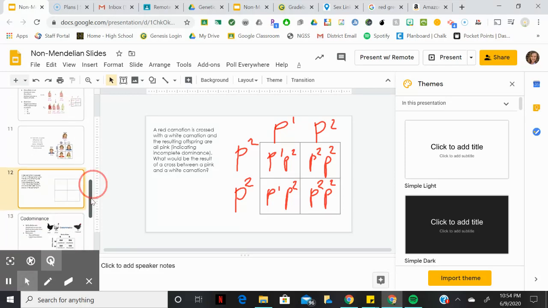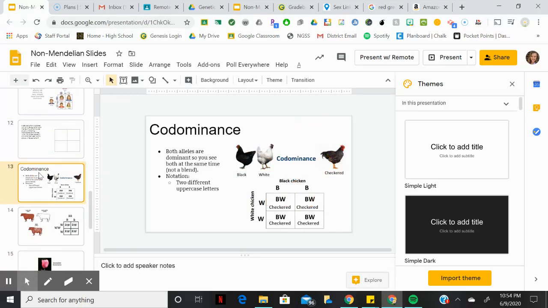Okay, next one is called codominance. Codominance is slightly different from incomplete dominance, but they're very similar. In this case, both alleles are equally dominant. Okay, so you actually see both of them at the same time. They're not competing with each other. They are equally dominant, right? Well, actually, I should say that in incomplete dominance, they weren't competing with each other. I guess in codominance, they are, right? They're both trying to be seen.